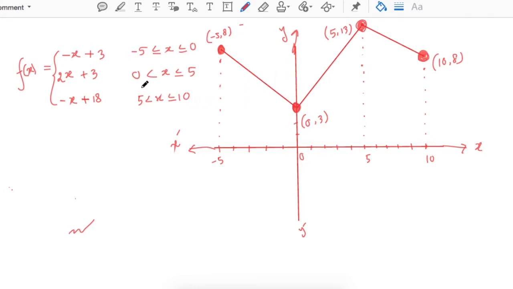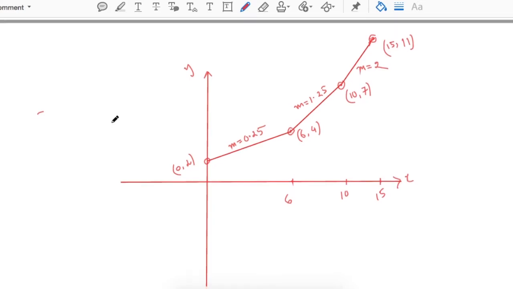So you see, this function is a piecewise linear function, and how many pieces are there? The first piece is a linear function, the second piece is a linear function, and the third piece is also a linear line. So we can say this function is a piecewise linear function.